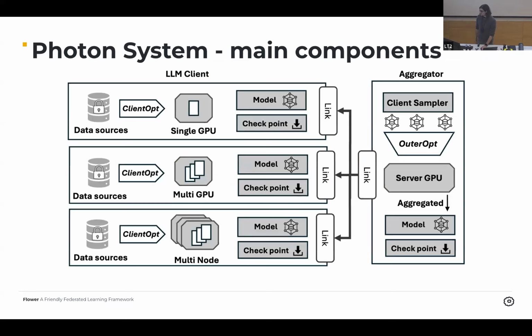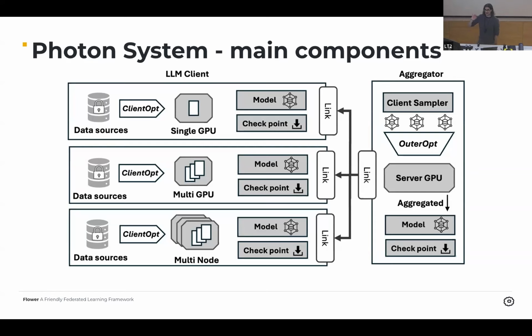Now, let's come to the Photon system. I will briefly go over the main components. Thanks to DQ for this very nice diagram. So this slide shows the main components of the Photon system. As in many other FL systems, we have a server side, the aggregator, that is in charge of sampling clients and executing the outer optimization. It may have some GPUs as well in order to do some evaluation tasks, but most importantly, it orchestrates the training and takes checkpoints, more or less frequently depending on the setting, in order to make sure that everything is going as it's supposed to go.